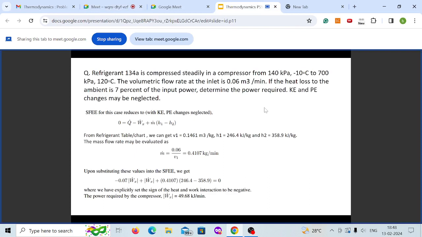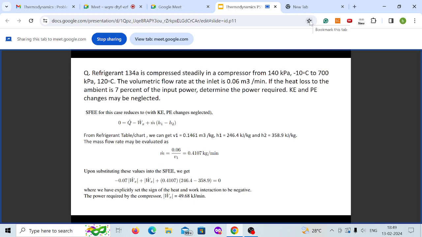So moving on to the next problem, we have refrigerant R134A which is compressed steadily in a compressor. Now we'll see how to do an energy balance across a compressor. It's operating between 140 kilopascal and 700 kilopascal, and the corresponding temperatures are -10 and 120 degrees Celsius. So the pressure and temperature at the inlet and outlet are given. They have also given the volumetric flow rate at the inlet, which is 0.06 meter cube per minute.